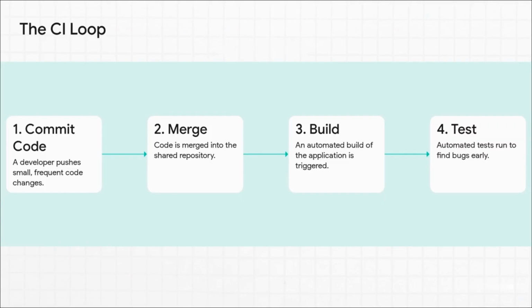And this loop, as simple as it sounds, is absolutely revolutionary. It creates this constant, rapid feedback cycle. A developer pushes a small change, and in a few minutes, they know for sure if it's safe. It keeps the main code base healthy and ready to go at all times.